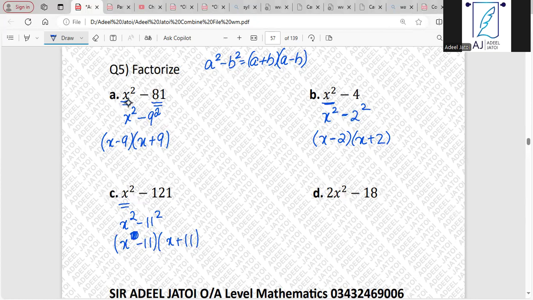Part D, when we see that there is no square for 2 and 18, what we do is we take it common. We take 2 common: 2 times x square minus 9, so 2 times x square minus 3 square, because 9 is 3 square. So this will give me x minus 3 and x plus 3. Have I made myself very clear?